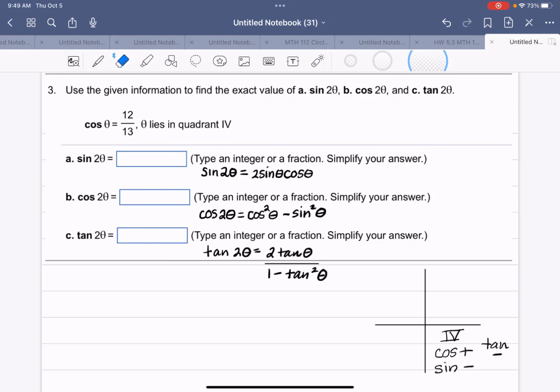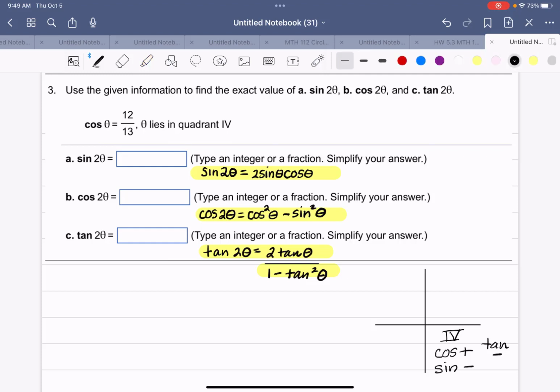So I've written in the formulas that I'm going to use. The sine of 2 theta is 2 sine theta cosine theta. Cosine of 2 theta is cosine squared theta minus sine squared theta. I usually just stick with that one. However, when we're doing identities, we may need some of the others. Tan 2 theta is 2 tan theta over 1 minus tan squared theta.